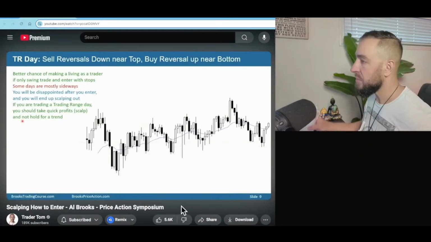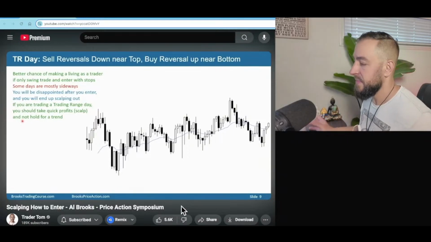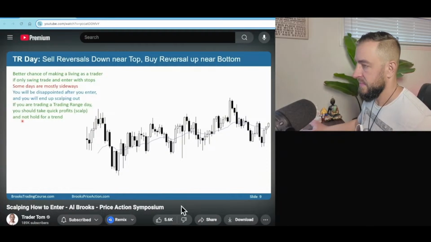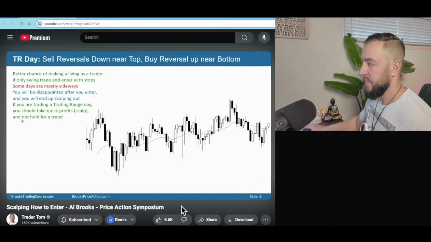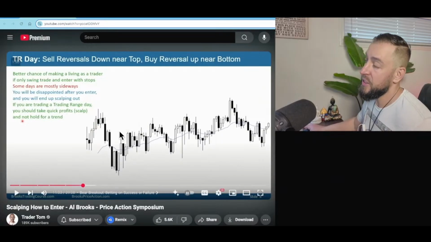Hoping for a trend up, it doesn't go very far. You'll sell, hoping for a trend down, it doesn't go very far, and you'll end up scalping out. If you're taking entries in a trading range, you should be scalping, because you're not going to get much of a trend, and the market's constantly going to reverse. And if you hold, the market will come back to your entry price and you'll have given back all of your profit. Okay, so that's just what we were saying, right?